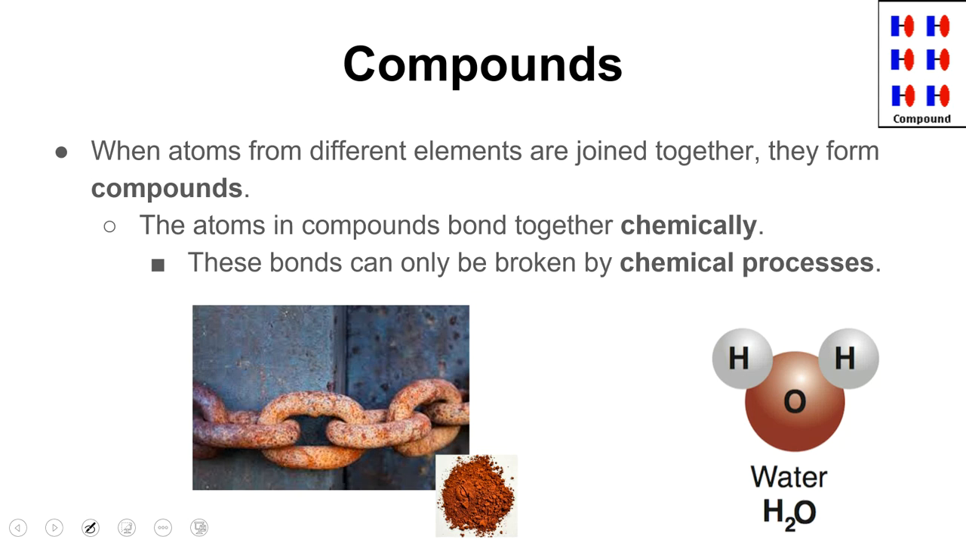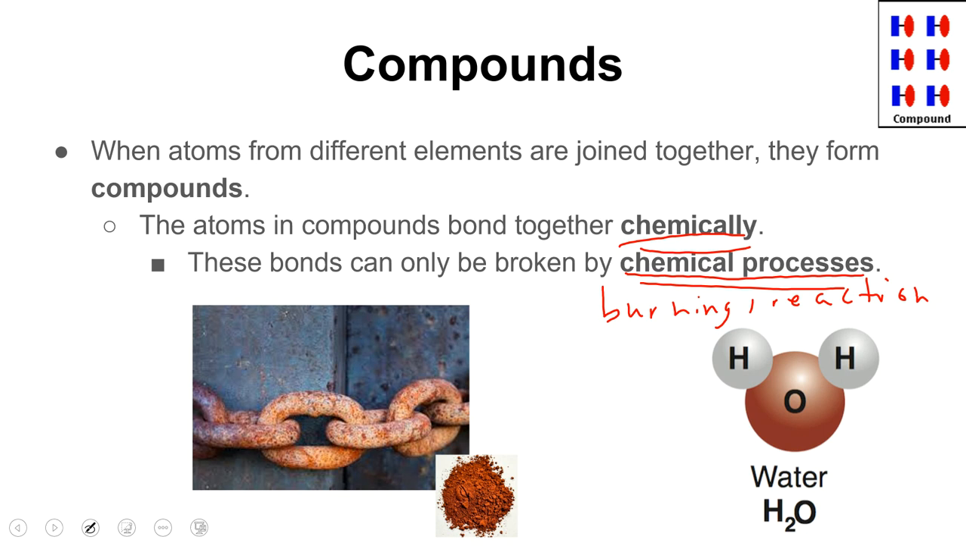Next are compounds. So sticking with elements, because they are a basic building block of everything. When atoms of different elements are joined together, they form compounds. So whenever we have two or more elements that are bound together or have a chemical bond, we're going to have a compound. Now, one thing that's important is that we need to remember that bonds in compounds are formed chemically. So the only way that we can break it is by a chemical process, such as mixing things or burning, a reaction. We're going to need some sort of chemical reaction in order to break apart a compound.